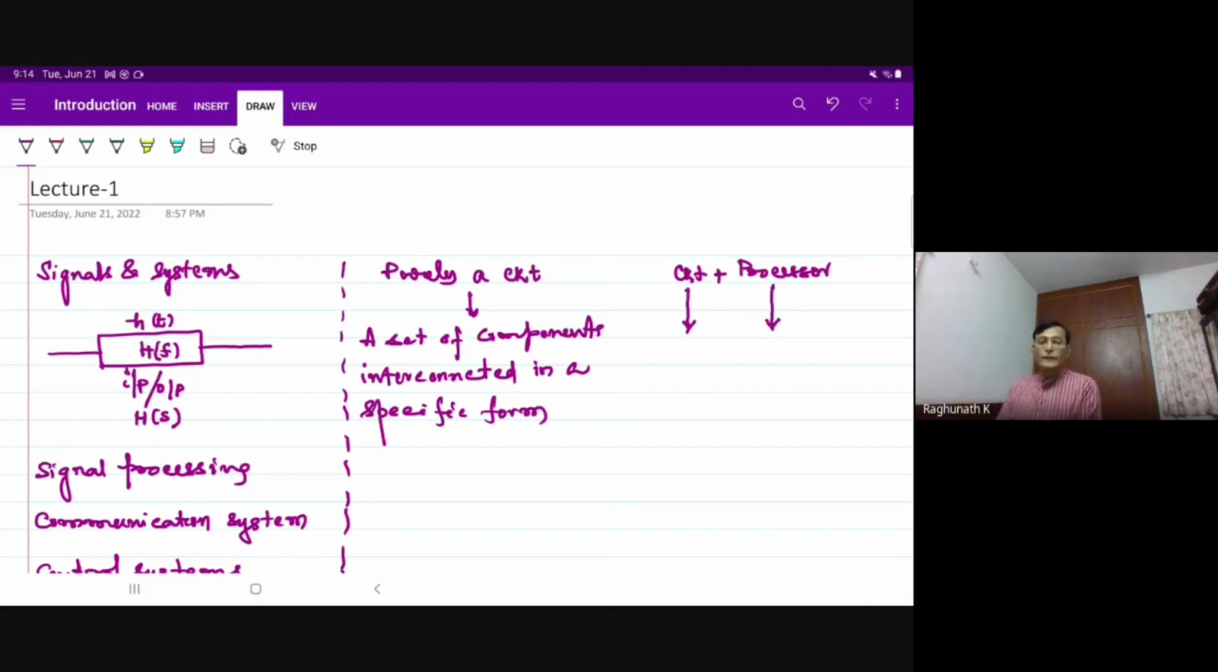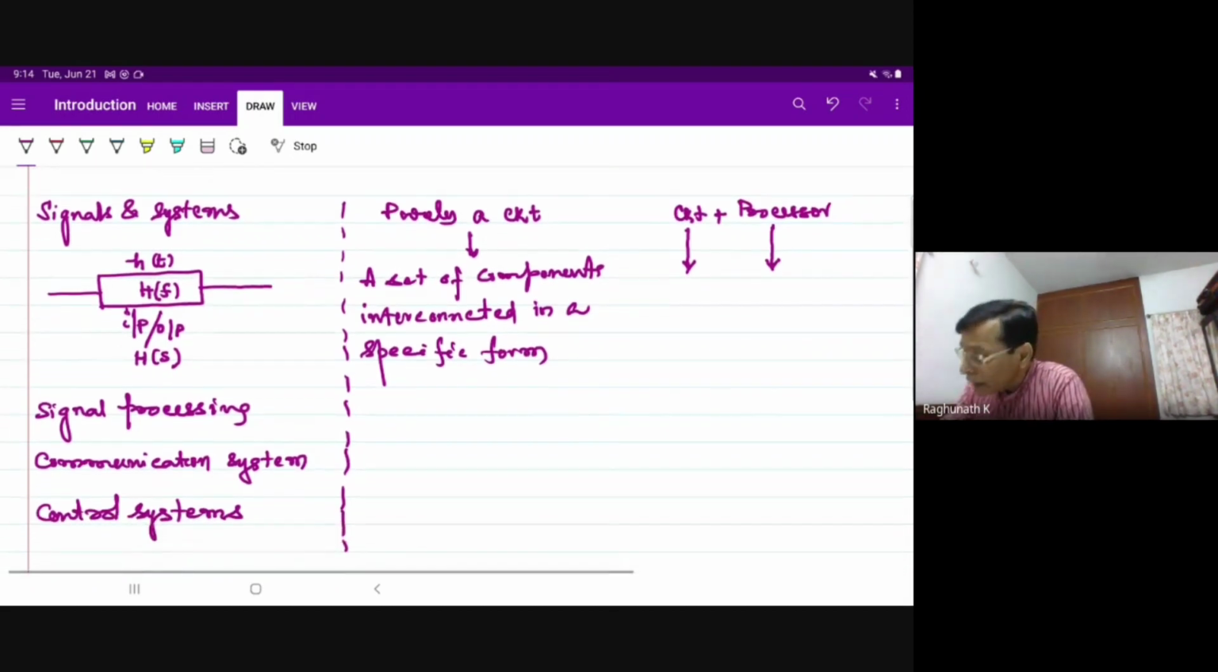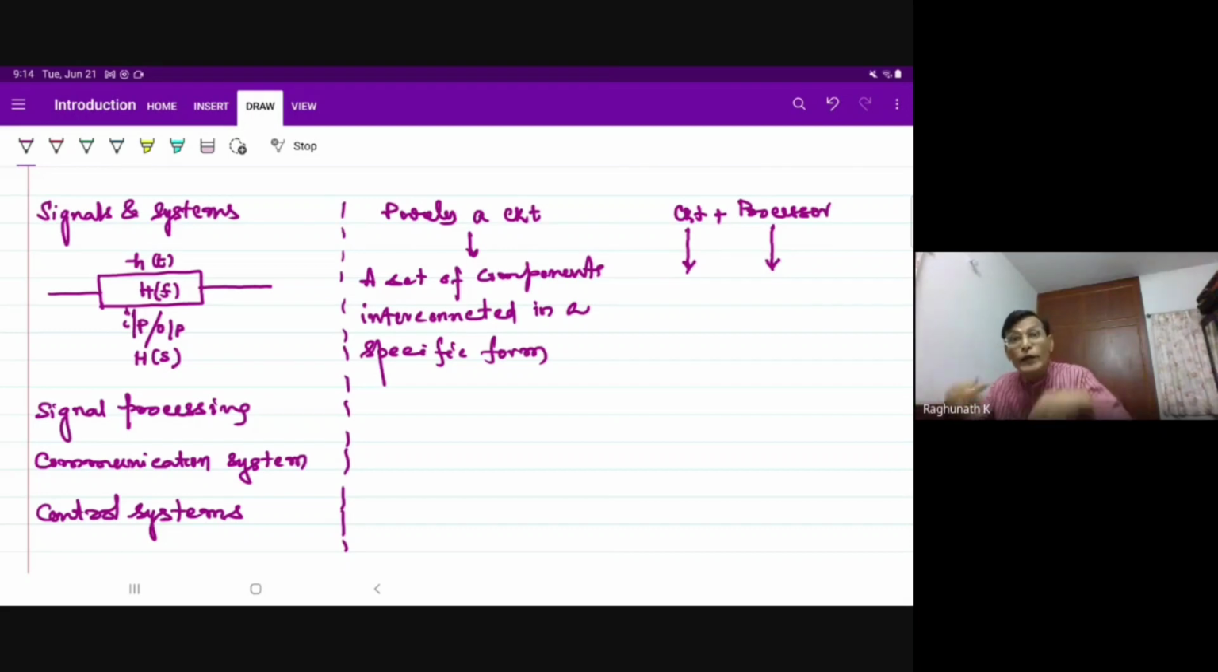Now, let us come to this circuit first. In a way, processor is also a circuit for me. You know that. When I say a set of components, they are all electrical components. Interconnected in a specific form, first of all, is what? Whenever we have a set of interconnected components in a specific form, this actually is called as what? Architecture of the circuit.